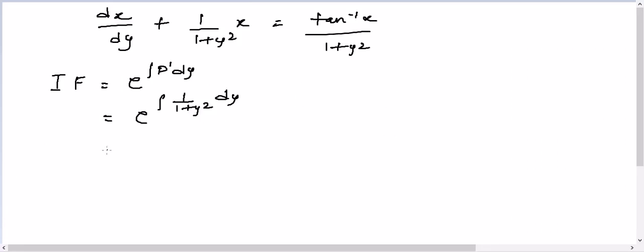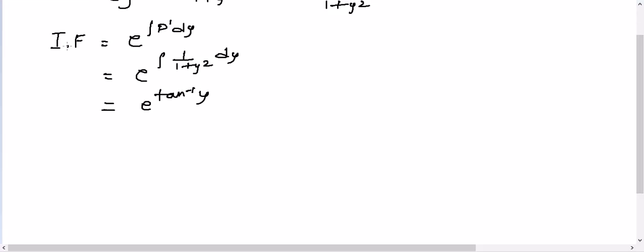And this is the formula we'll be using, the formula for the integral. So it is tan inverse y. Now substituting it here, we'll get e to the power tan inverse y. So what's the next step?